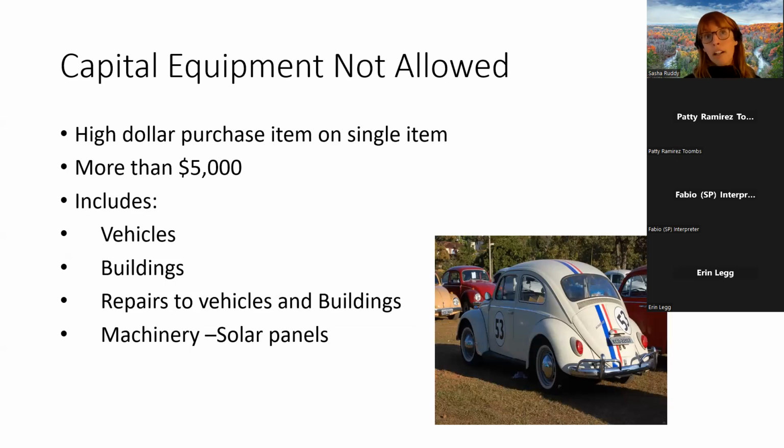So, things that are not allowed: capital equipment. What is capital equipment? Capital equipment is a high dollar purchase item on a single item. This item is typically more than $5,000. It can include things like vehicles, buildings, repairs to said vehicles and buildings, machinery like solar panels or other things. These are not allowed under this grant.